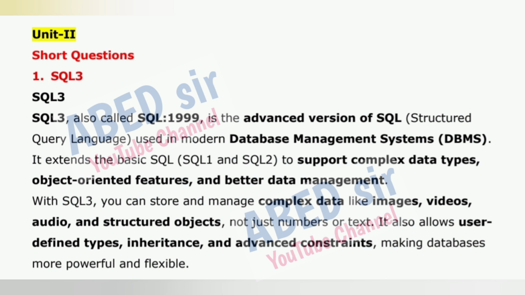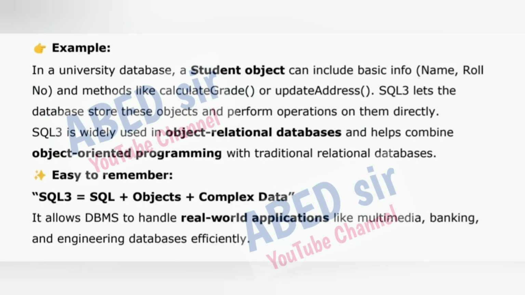With SQL 3, you can store and manage complex data like images, videos, audio, and structured objects, not just numbers or text. It also allows user-defined types, inheritance, and advanced constraints, making databases more powerful and flexible. Example: in a university database, a student object can include basic info, name, roll no, and methods like calculate grade or update address. SQL 3 lets the database store these objects and perform operations on them directly.